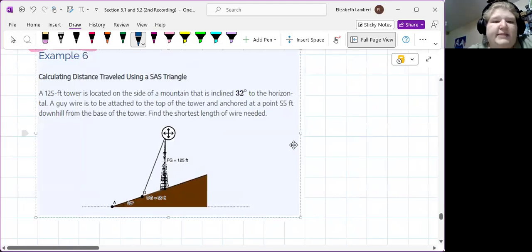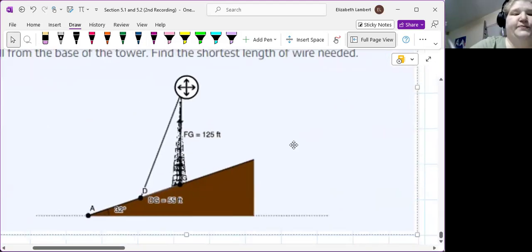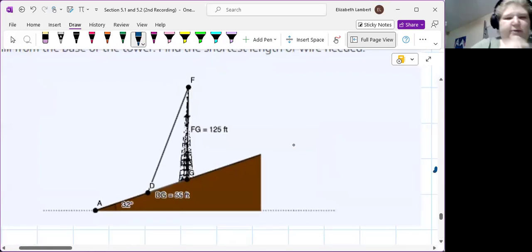A guy wire is to be attached to the top of the tower and anchored at a point 55 feet downhill from the base of the tower. Find the shortest length of wire needed. All right, so let's zoom in on this picture here. All right, so I know this wonky angle down here is 32.